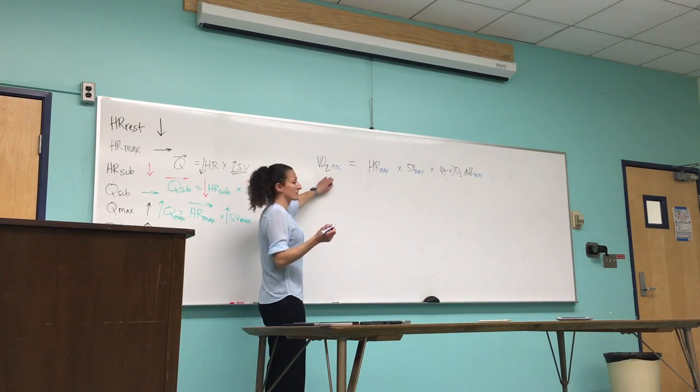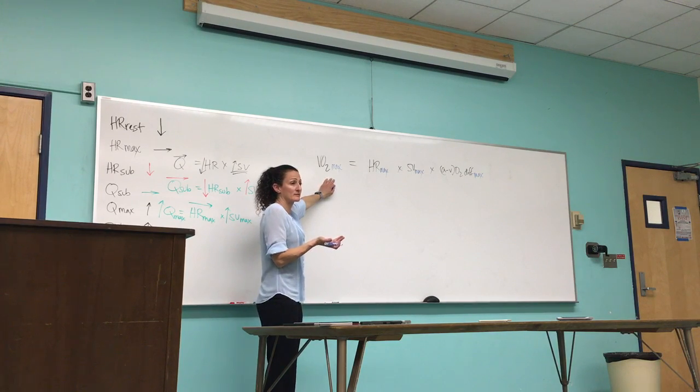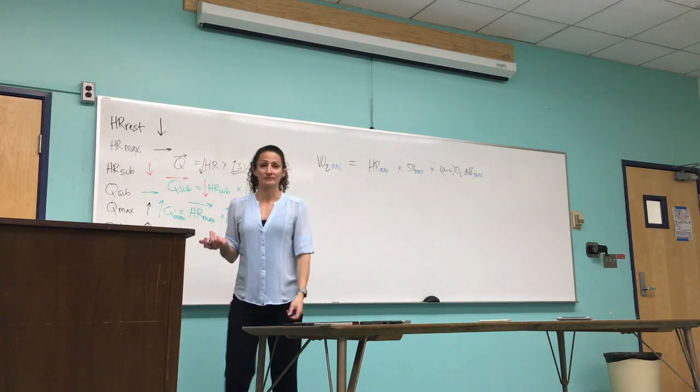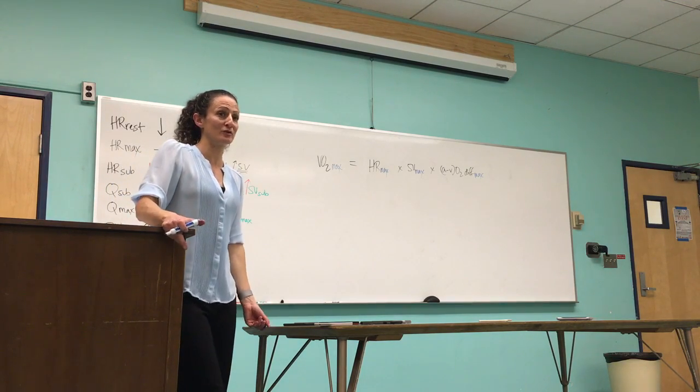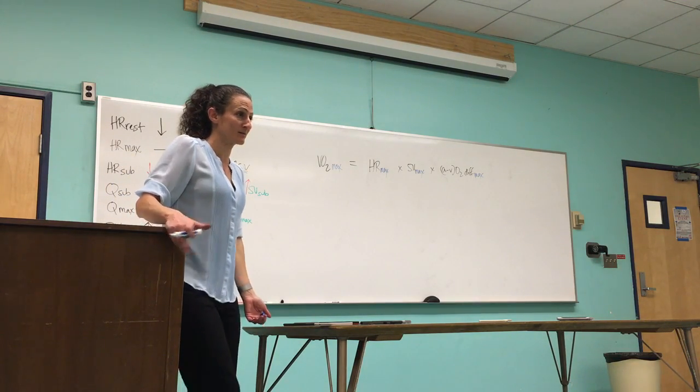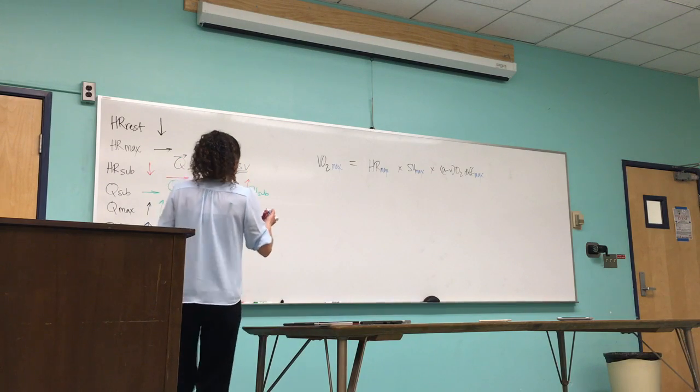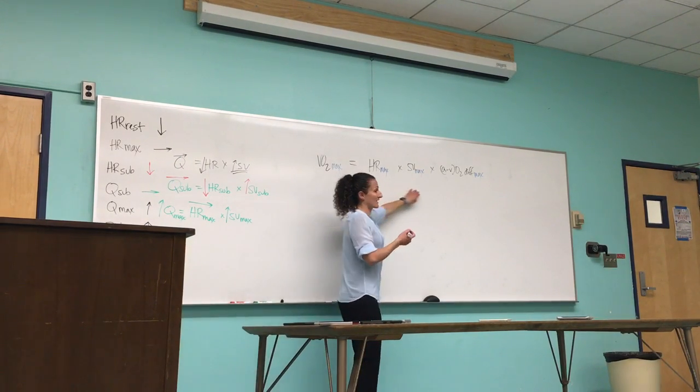Okay, without even doing those, what do we know is going to happen to VO2 max? With training? Increase. That's one of the main reasons you do endurance training, is to increase your VO2 max. It's the main adaptation. Okay, but how is that happening?